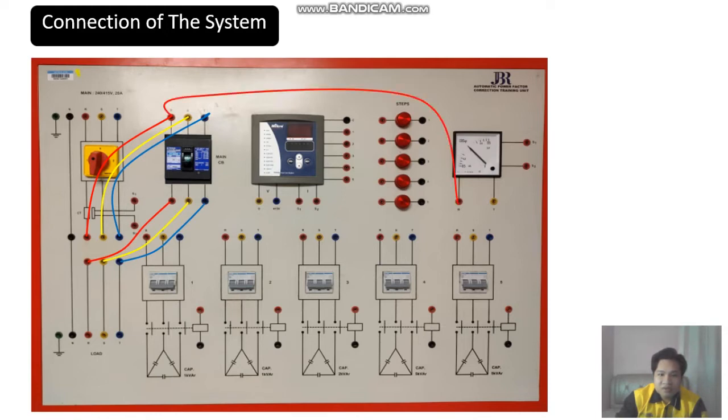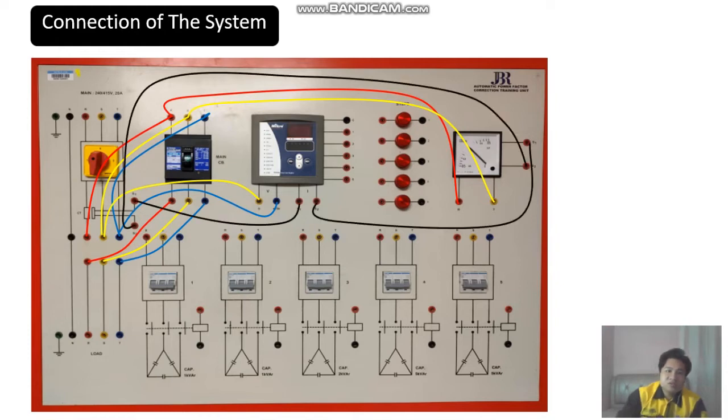Red phase and yellow phase. This will measure the line to line voltage from red phase to yellow phase. Next we need to measure our line to line voltage between yellow phase and blue phase using our digital measurement unit. Then we need to connect our current transformer to our measurement unit to measure the current in series.